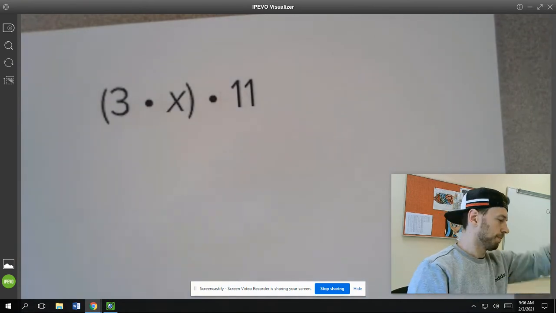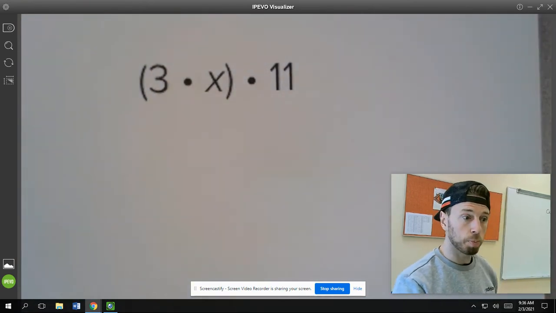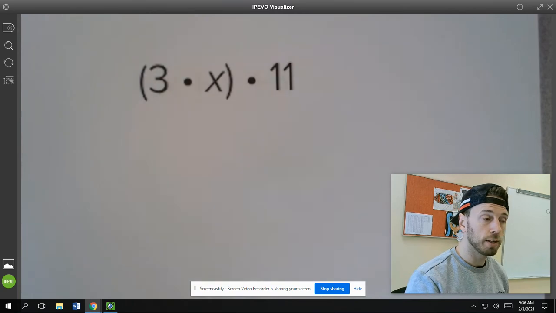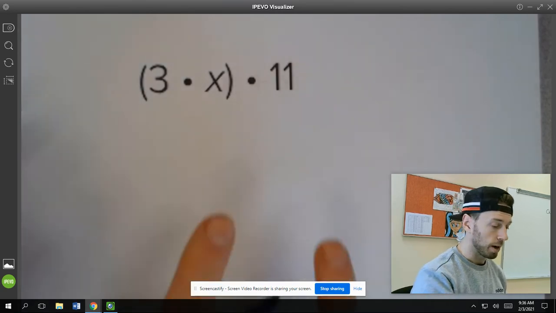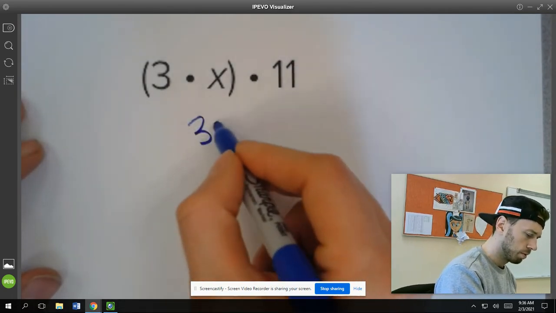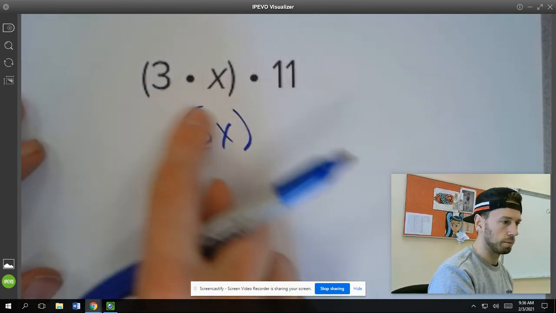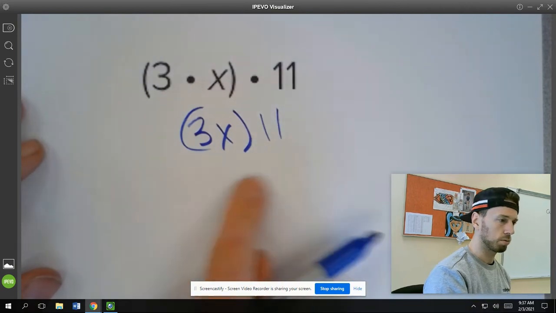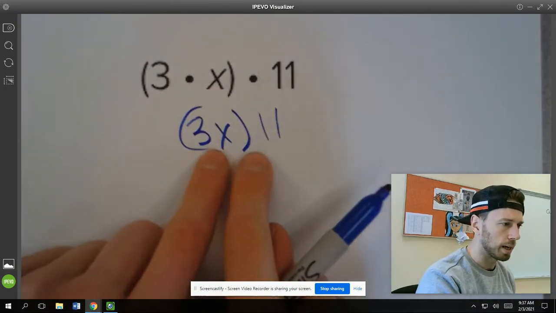How about this one? Very similar problem to the last one, actually. Very similar. Right? We've got dots showing multiplication. Hopefully you understand that now. But this could be written 3x, right? 3 times x is 3x times 11. It would just kind of be like this, right? What would 3x times 11 be?